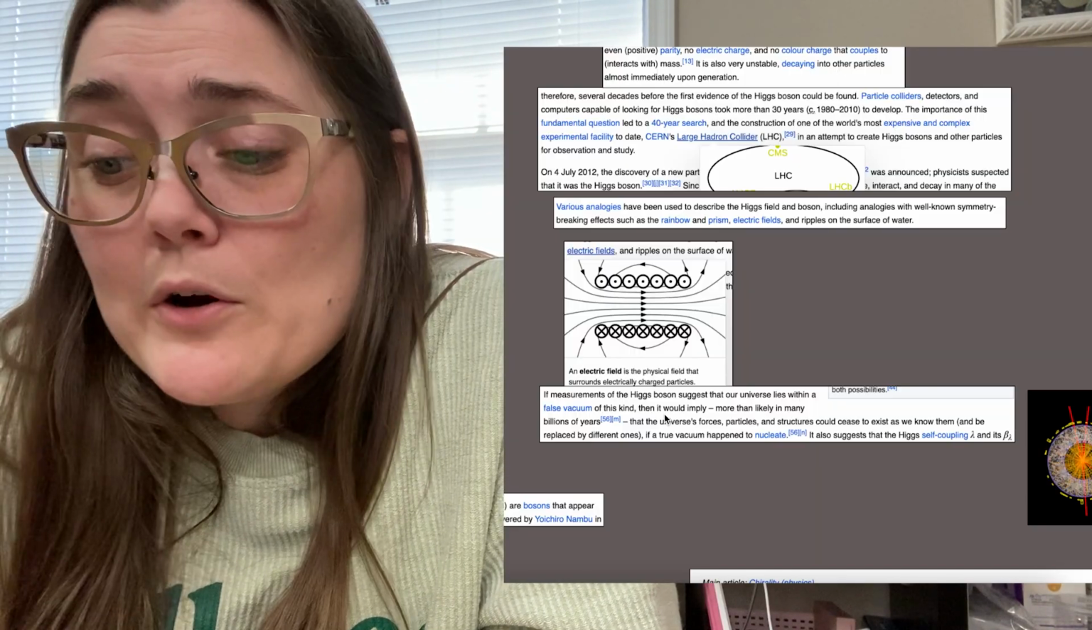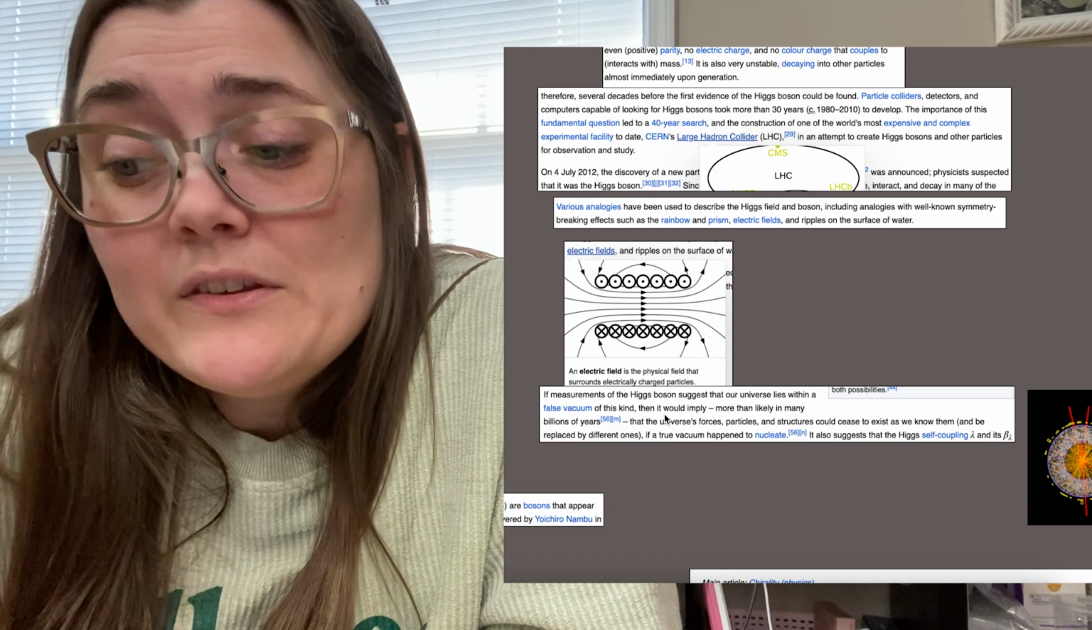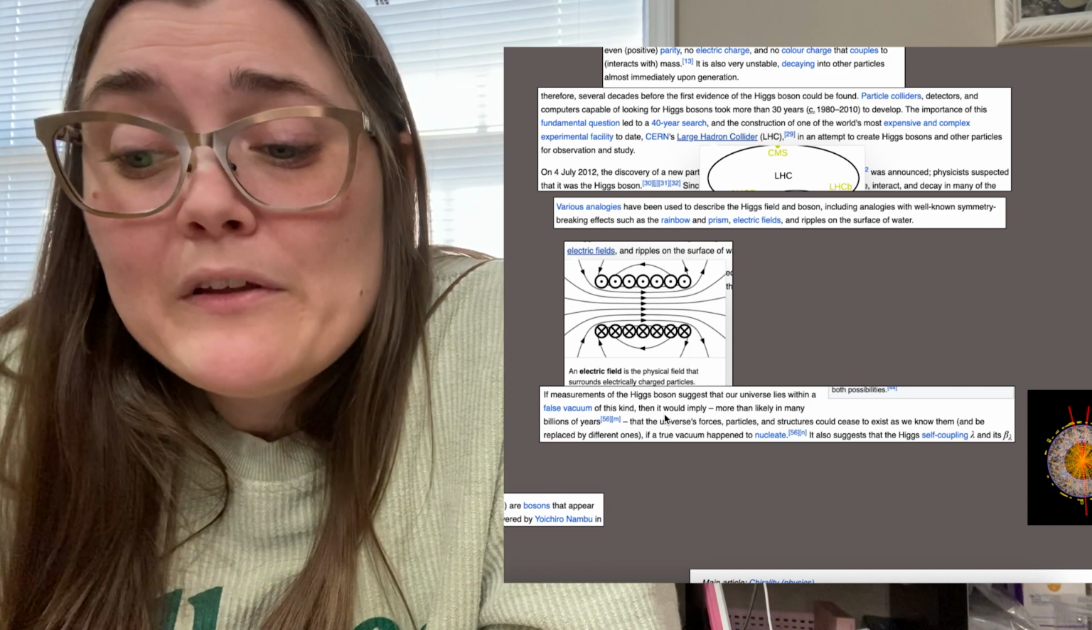Higgs boson's big thing is that it implies that in thousands of years, if this Higgs thing is real, which we have found out it is, we will be replaced, more than likely. In billions of years, the universe's forces, particles, and structures would cease to exist as we know them and be replaced with different ones, which I think could very well be used as an argument to say that we are on our way to homo ludens in the game.